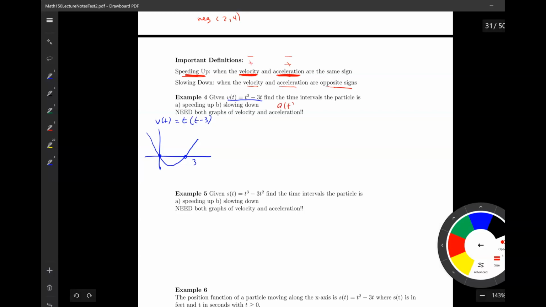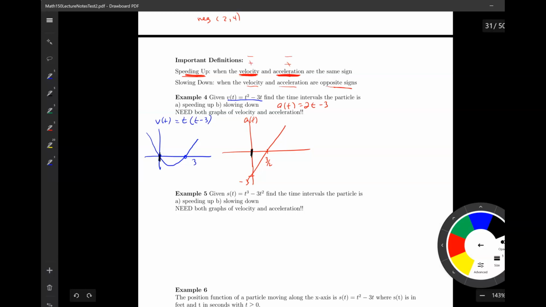So the acceleration is the derivative. So that would be 2t minus 3. So that's down here, negative 3. So where it would cross would be 3 halves right there. So that's your acceleration graph. All right, so I need to find out, and the interval doesn't say. Okay, so here's 0, right?